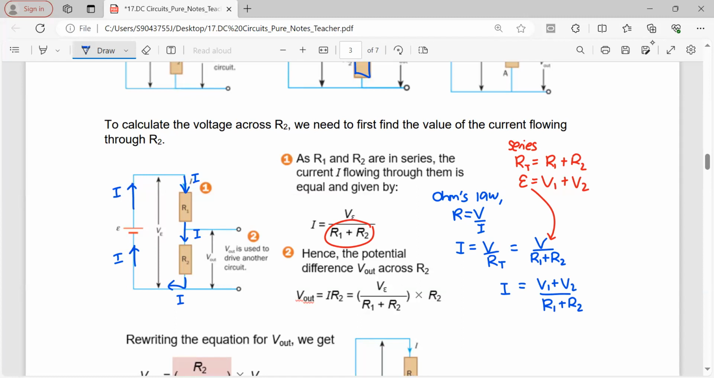Okay, and with this, you can rearrange the equation to get your output, either V2 here or V1. You can rearrange them. In this case, V2 is the voltage output.